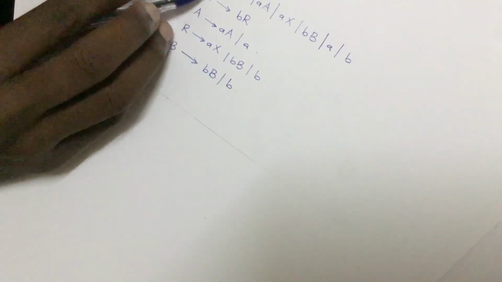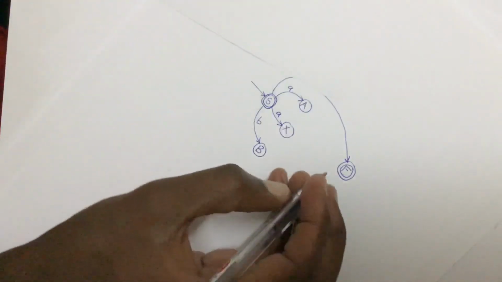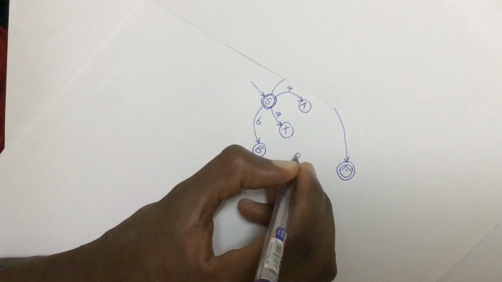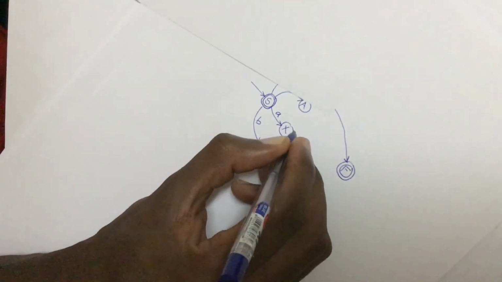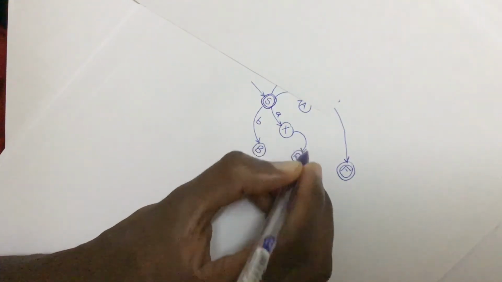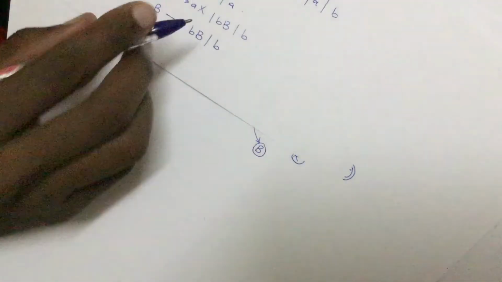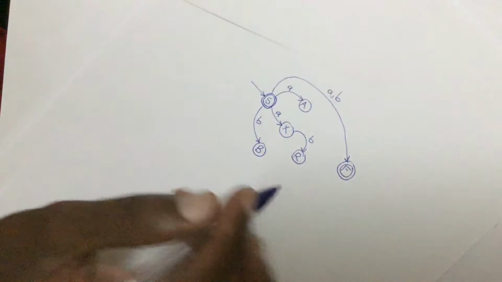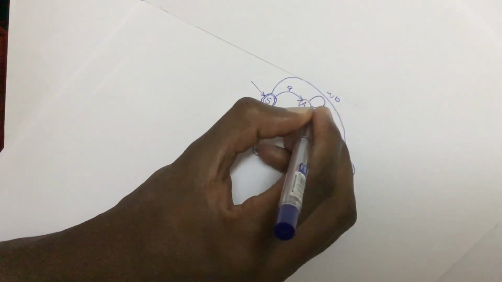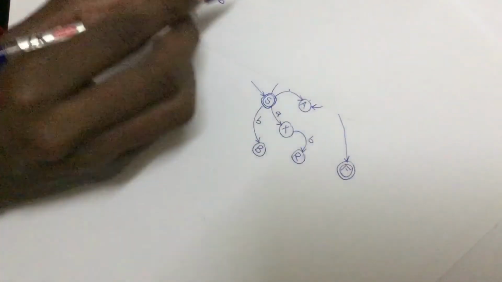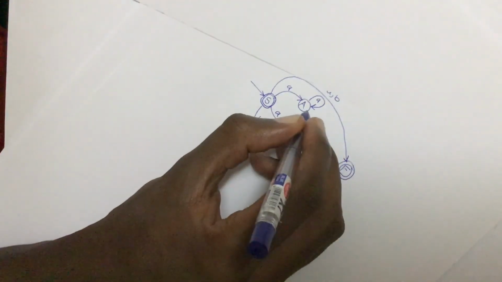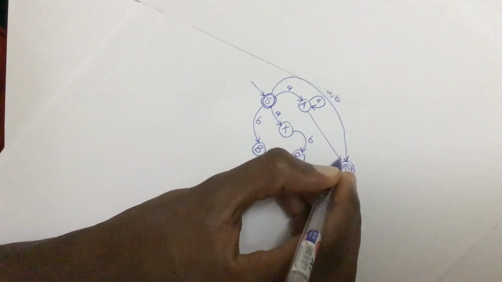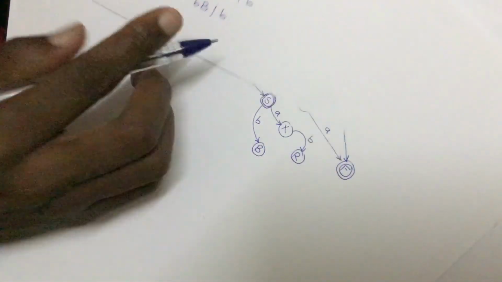Now let's come to X. X, when it sees B, it goes to R. So we don't have R. So let me put R somewhere here. And we are saying X, when it sees B, it just comes here. What about A? A, when it sees capital A, it comes back to A. And when it sees small a, always they must go to what? To accepting states.